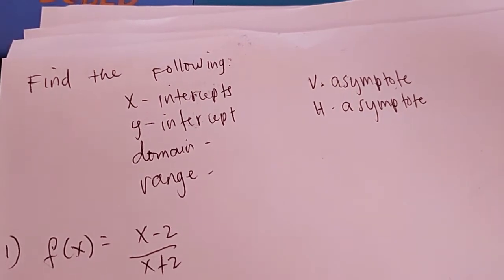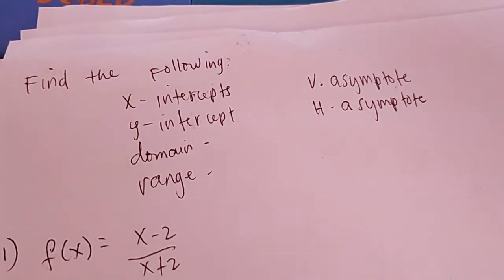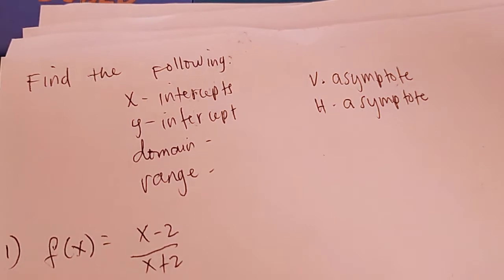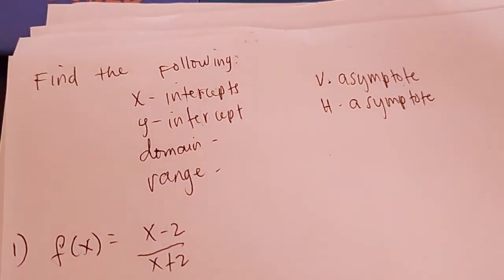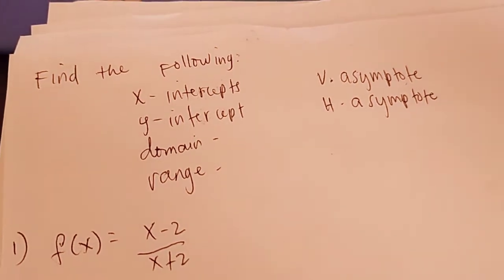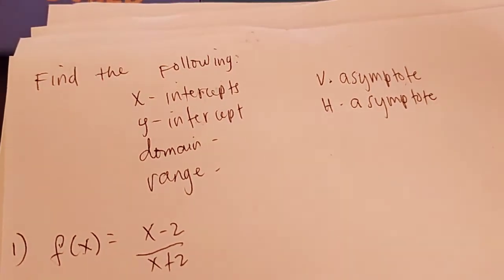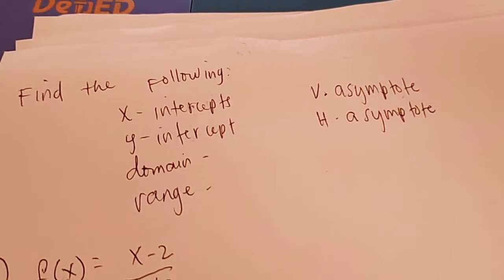Find the following: finding the x and y intercept, the domain and range. When we say domain, these are the values of x or the first element, while range is the value of the y or second element. And then of course, finding the vertical and the horizontal asymptote.